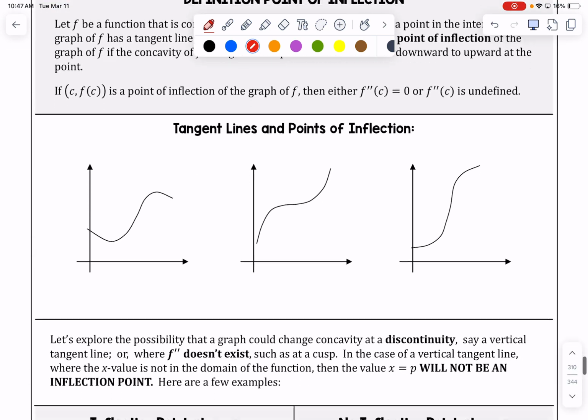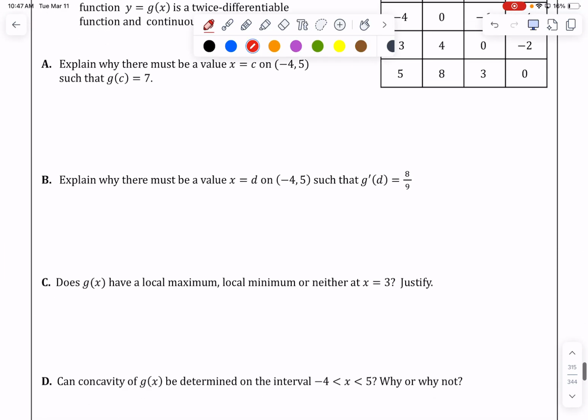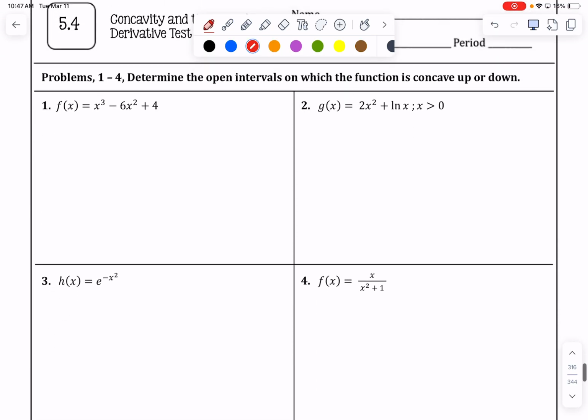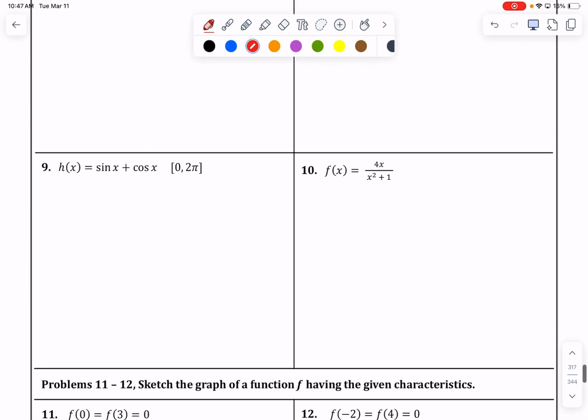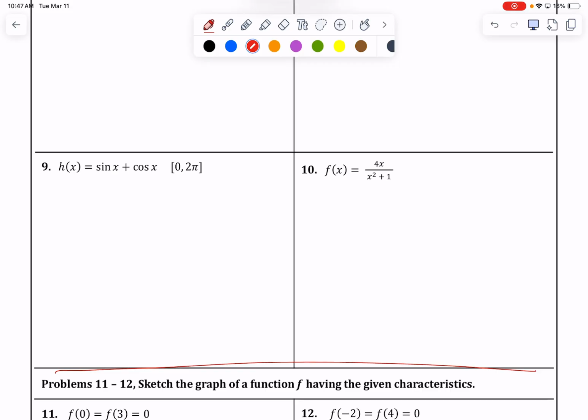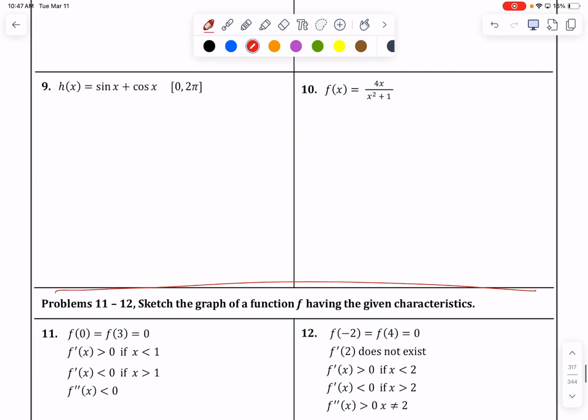Here's your homework. Go to page 5.4, pages 299 and 300, problems 1 through 10. 10 problems. You do not have to do increasing, decreasing. You just need to go down to the second derivative, do concavity and POIs. But the first 4, they don't even want the POIs. You just want to do concavity. 10 problems. And then that's what I'm going over tomorrow morning.